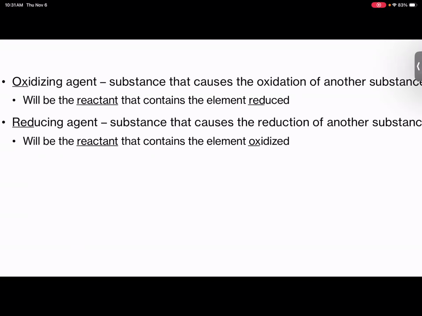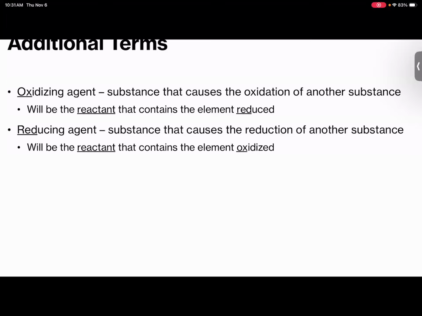There's a couple more definitions that you have to know before we can get into the actual problems that are similar to what you're going to see in the lab. We talked about the element oxidized and the element reduced. You use oil rig to figure out the element oxidized and the element reduced.